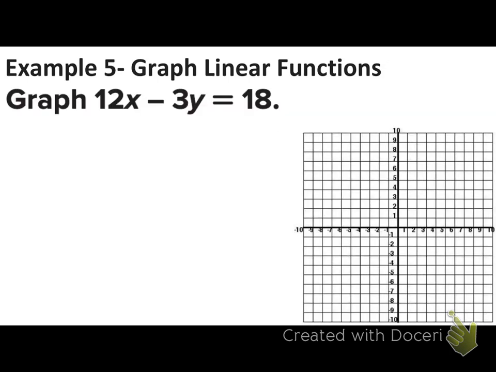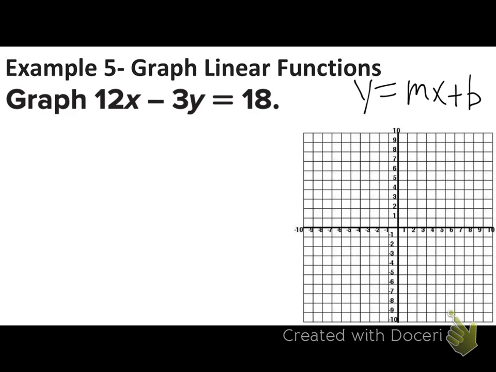Okay. Example 5. Graph 12x minus 3y equals 18. This whole lesson's about slope-intercept form, correct? So if it gives you something that's not in slope-intercept form, what do you think you need to do before anything else? I probably need to get it in slope-intercept form. So how do I get an equation in slope-intercept form that's not already there?